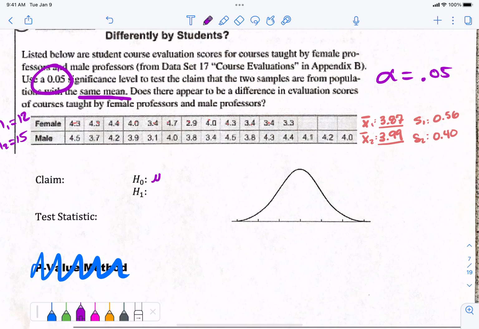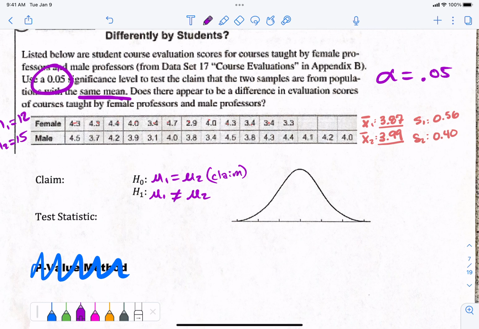So we're going to say that mu1 equals mu2. That's your claim. We're claiming that they're equal to each other. So what's the second one? Greater than, less than, not equal to. Not equal to, right? Not equal to mu2. We're saying that the average score for females is the same as the average score for males.